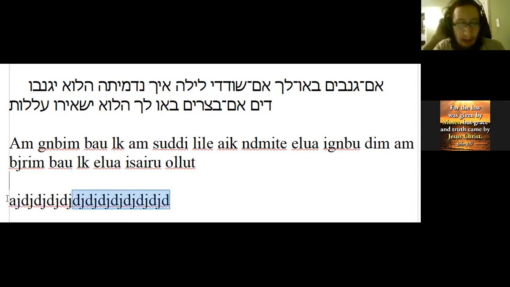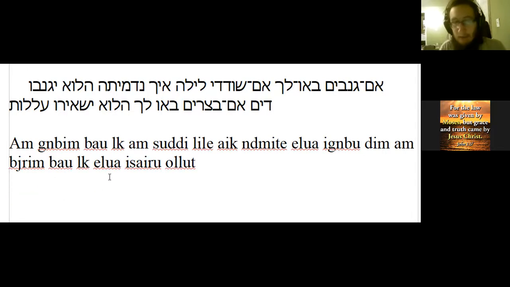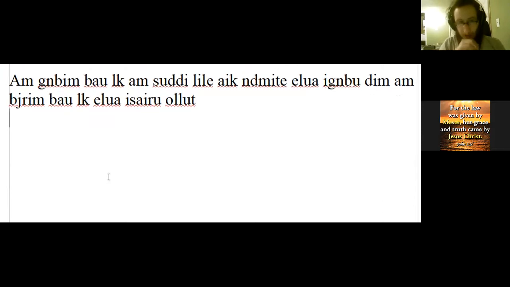But so now, how would we pronounce this according to this rough guide here? A transliteration. Am ganabim bao lach am sodi lila aik nidamita elua iganabu dim am bijarim bao lach elua esairu olut.